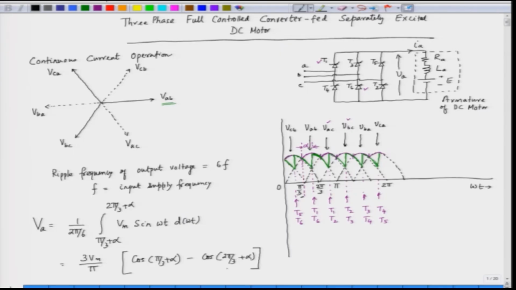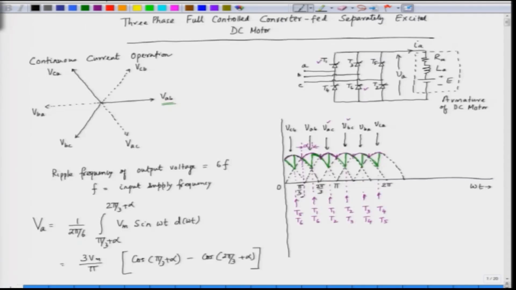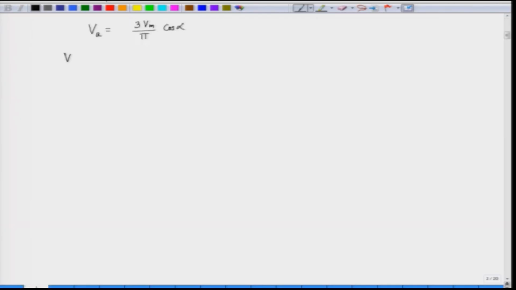If we simplify this one, we will finally get the voltage as follows. The voltage VA is given by 3 Vm by pi into cos alpha. So, this is the output average voltage. The output is 3 Vm by pi cos alpha. Now, what is Vm? Vm is the peak of the line voltage.